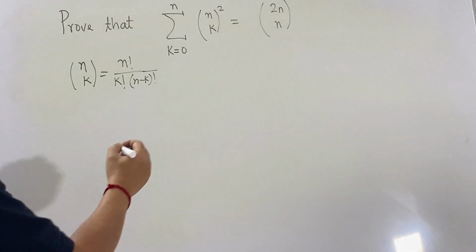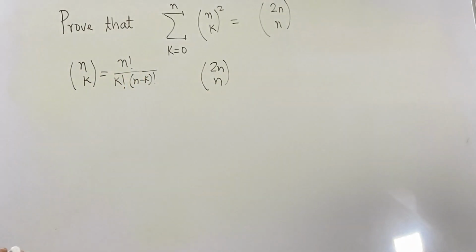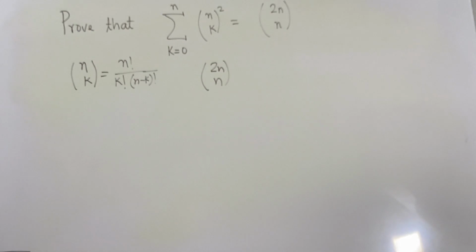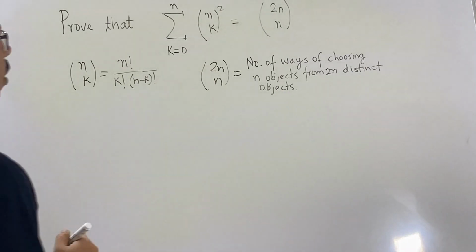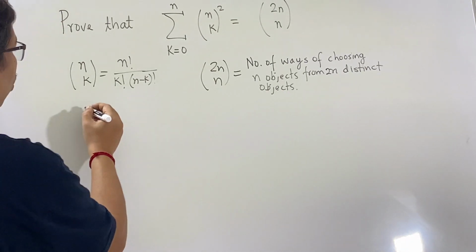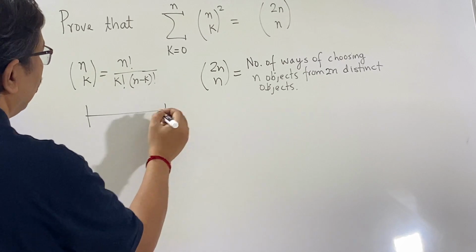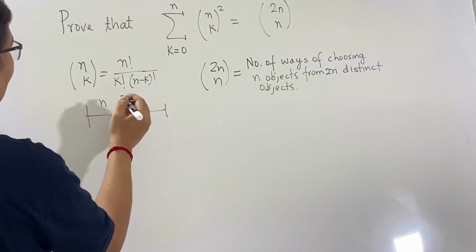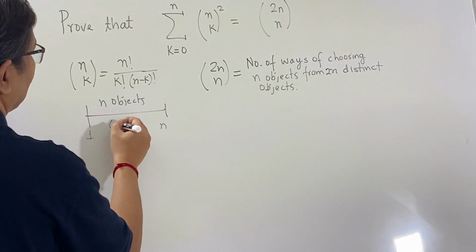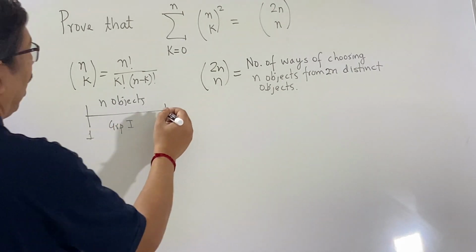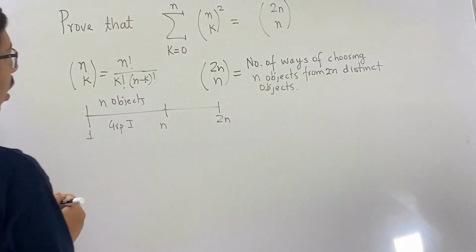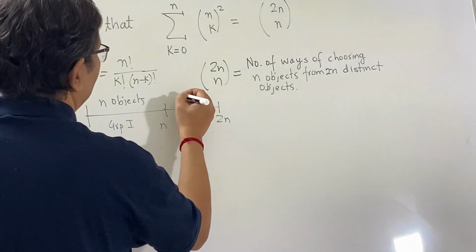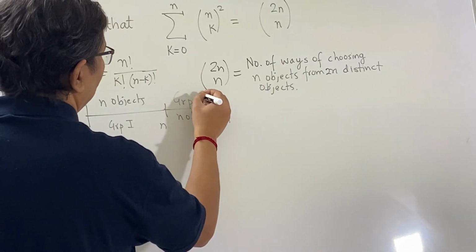Now, what is 2nCn? This is the number of ways of choosing n objects from 2n distinct objects. Now, let us divide these 2n items into two groups. The first group consists of n objects. Let's call this group 1, and we have another group of objects numbered n plus 1 to 2n, and this we call group 2.